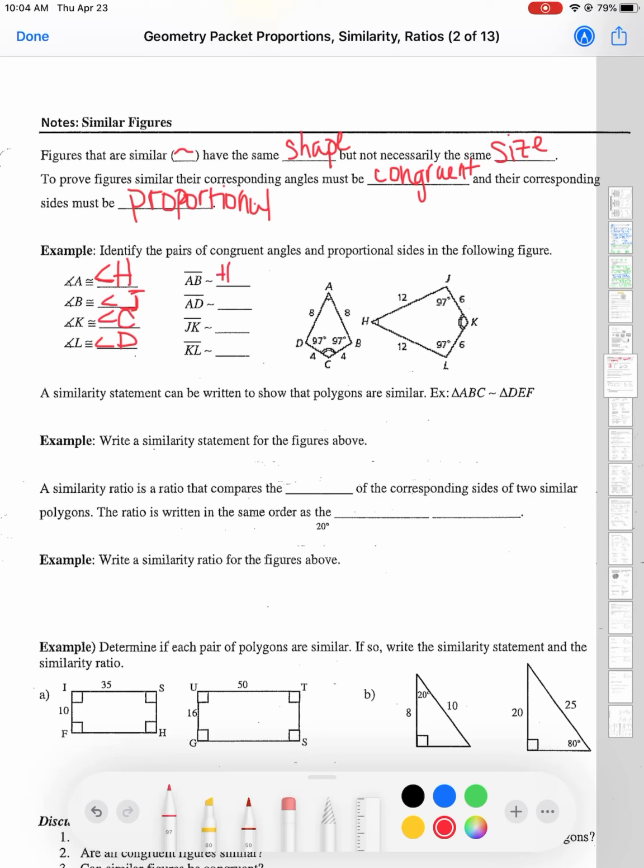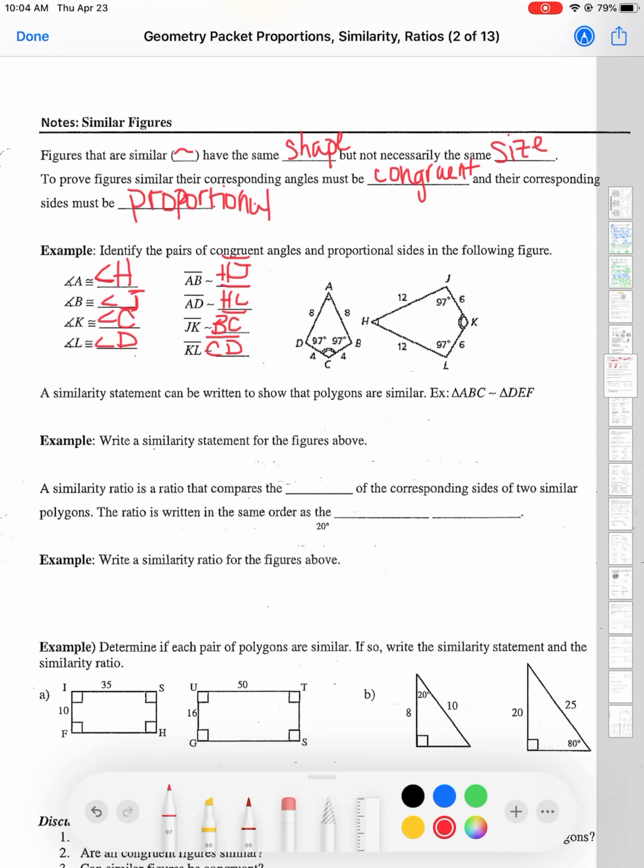That means that side AB would be similar to side HJ. AD to HL. JK to BC. And KL to CD.